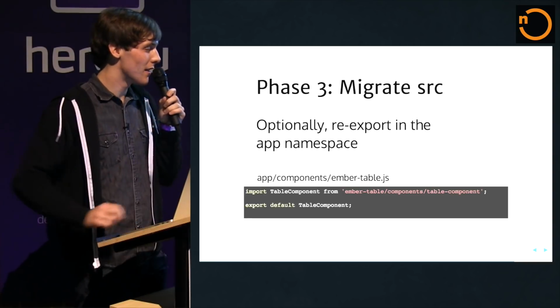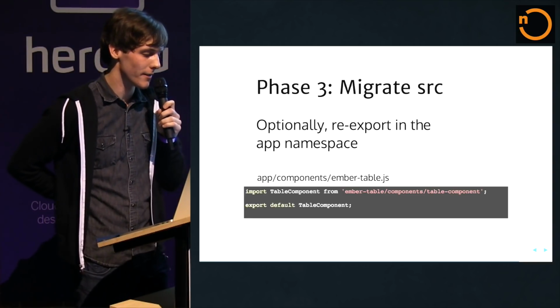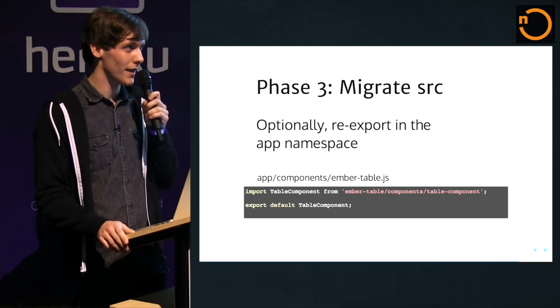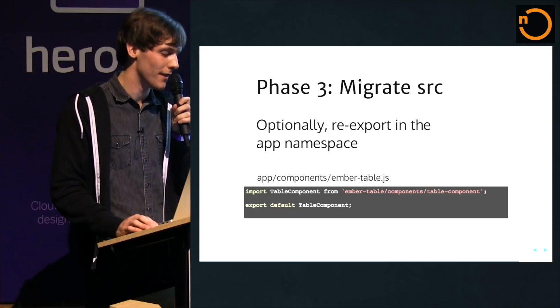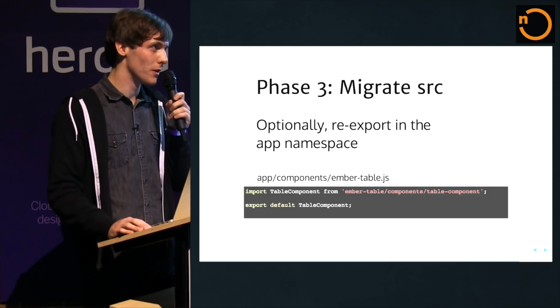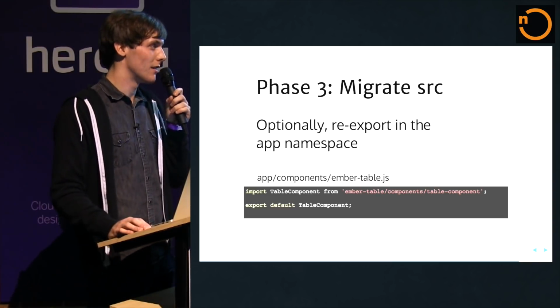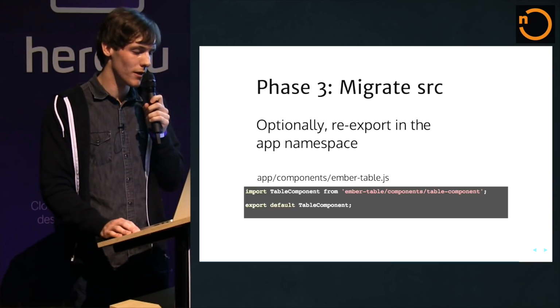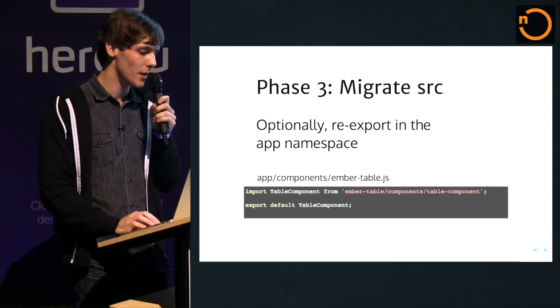Optionally, let's say that you actually do want it to be global and usable. You can just do this little trick in your add-on's app folder. Remember, the app folder and addon folder are both places you can put add-on library code. We can do the same import and export trick. So we import the table component from the addon folder, and then we export it. Now it's been exported in the app folder, so you can use it without importing in your host app.